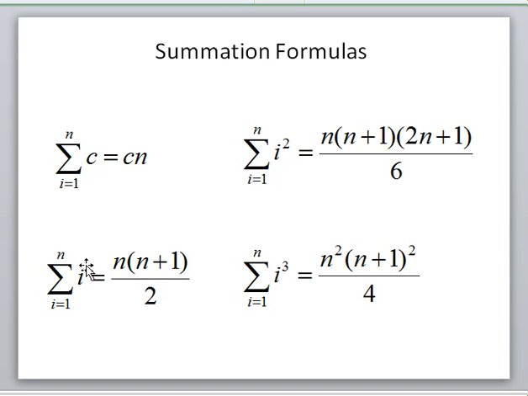So if there's an i, you replace it with n times n plus 1 divided by 2. If there's an i squared, you replace it with n times n plus 1 times 2n plus 1 divided by 6. If there's an i cubed, you replace it with n squared times n plus 1, quantity squared, divided by 4.